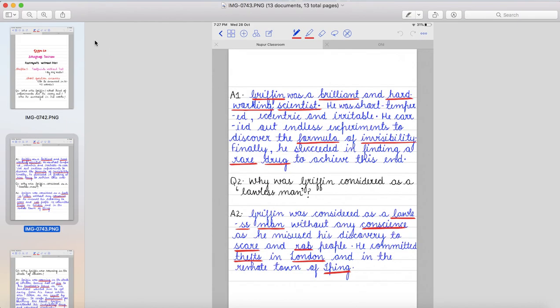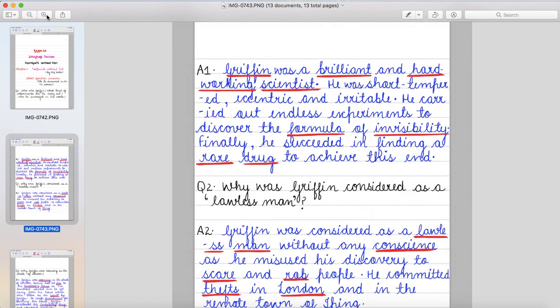So the answer is: Griffin was a brilliant, brilliant means very outstanding, very intelligent and hardworking scientist. He was short-tempered, eccentric and irritable. Eccentric means a person with unusual behavior, very strange behavior. He carried out endless experiments to discover the formula of invisibility. Finally, he succeeded in finding a rare drug to achieve this end. So finally he succeeded in finding a drug that makes man invisible. Fine.